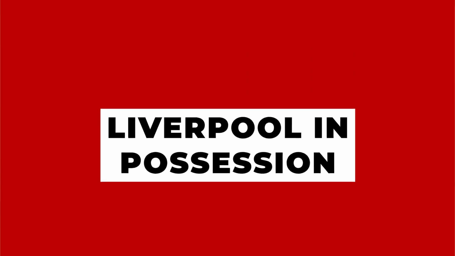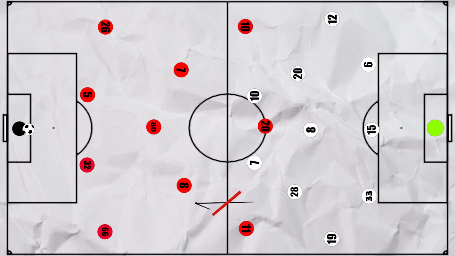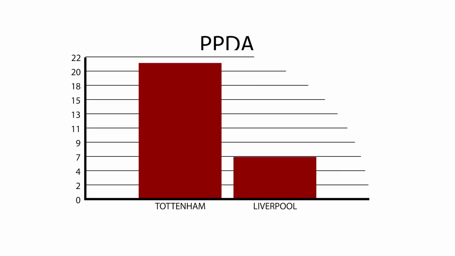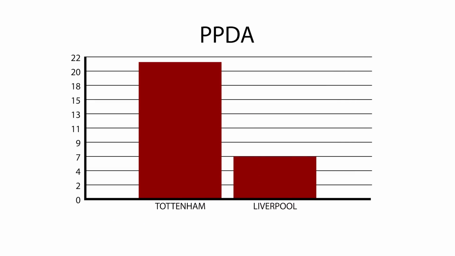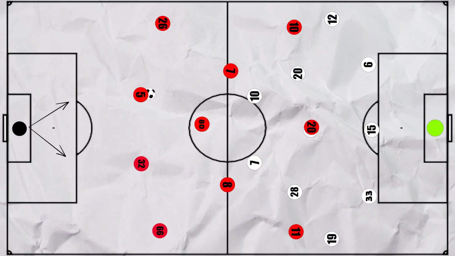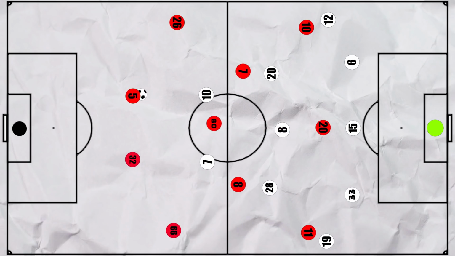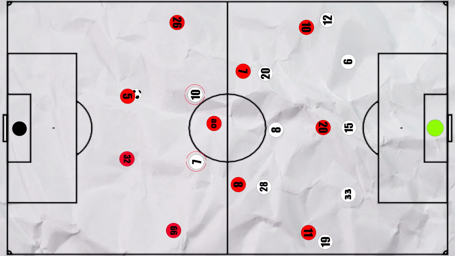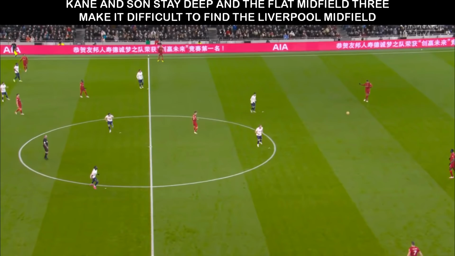Let's begin with Liverpool in possession. Spurs did not press high, ending with a passes per defensive action of over 21. So Liverpool were able to find the centre-backs fairly easily. And Spurs defended with a mid to low 5-3-2, with Kane and Son staying deep and narrow, and that, paired with a flat midfield three, meant that the Liverpool midfield could be well protected.